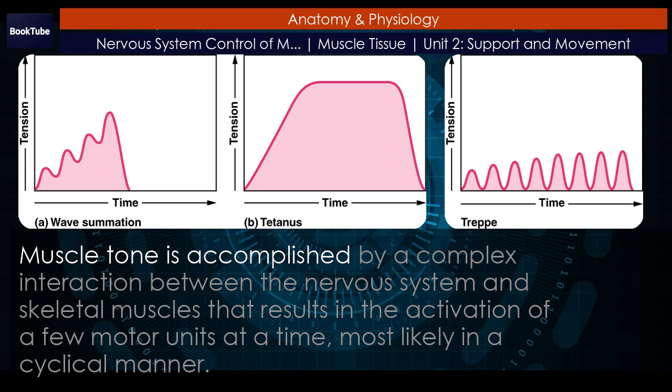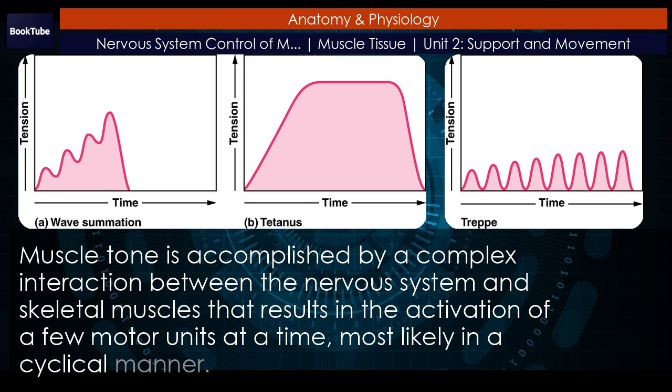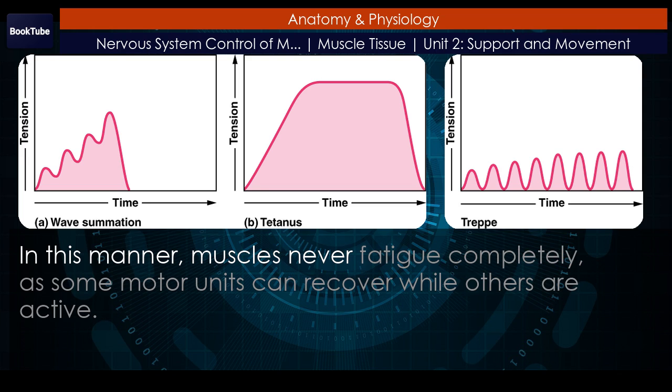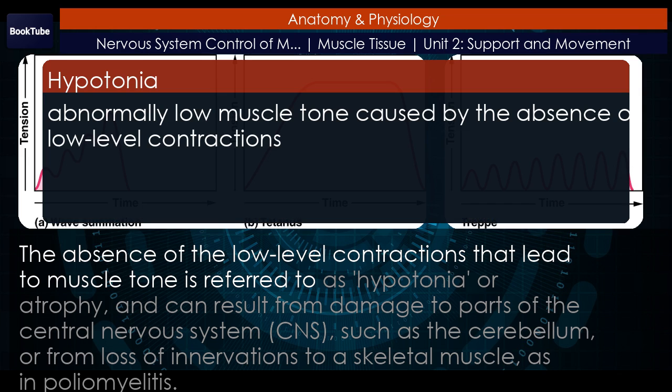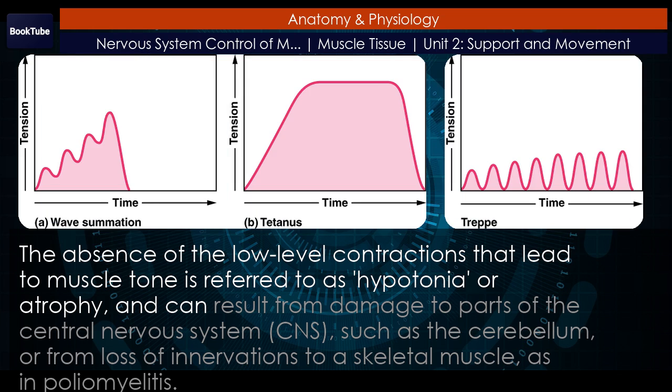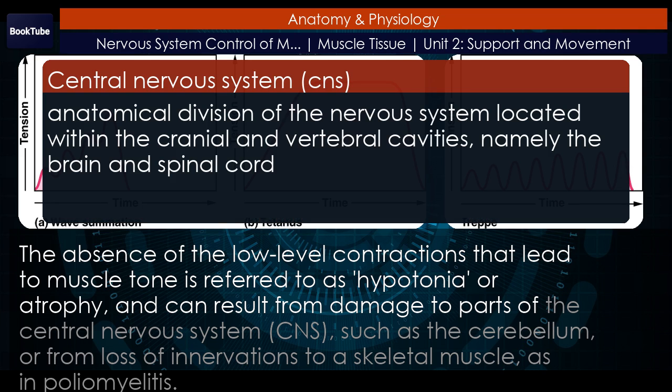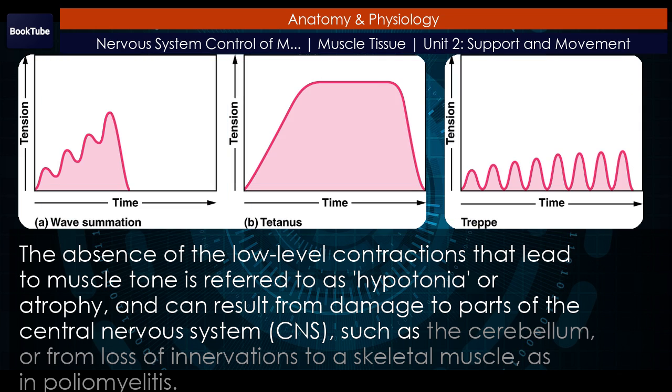Muscle tone is accomplished by a complex interaction between the nervous system and skeletal muscles that results in the activation of a few motor units at a time, most likely in a cyclical manner. In this manner, muscles never fatigue completely, as some motor units can recover while others are active. The absence of the low-level contractions that lead to muscle tone is referred to as hypotonia, or atrophy, and can result from damage to parts of the central nervous system, CNS, such as the cerebellum, or from loss of innervation to a skeletal muscle, as in poliomyelitis.